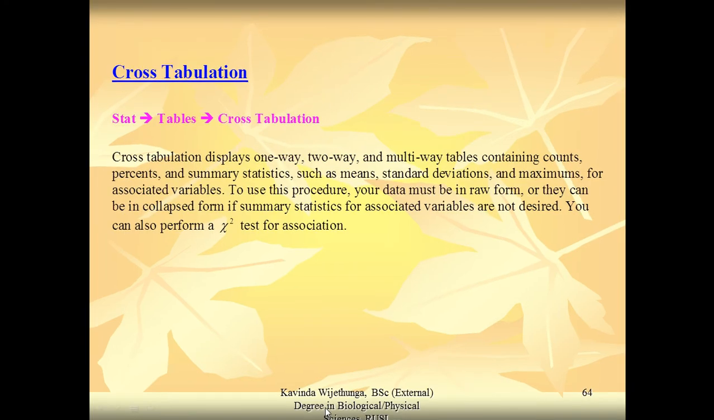Then cross tabulation. Cross tabulation displays one-way, two-way, and multi-way tables containing the count, percents, and summary statistics such as mean, standard deviations, and maximums for associated variables. To use this procedure, your data must be in raw form, or they can be in collapsed form, but the summary statistics for associated variables are not displayed. You can also perform the chi-square test for association.